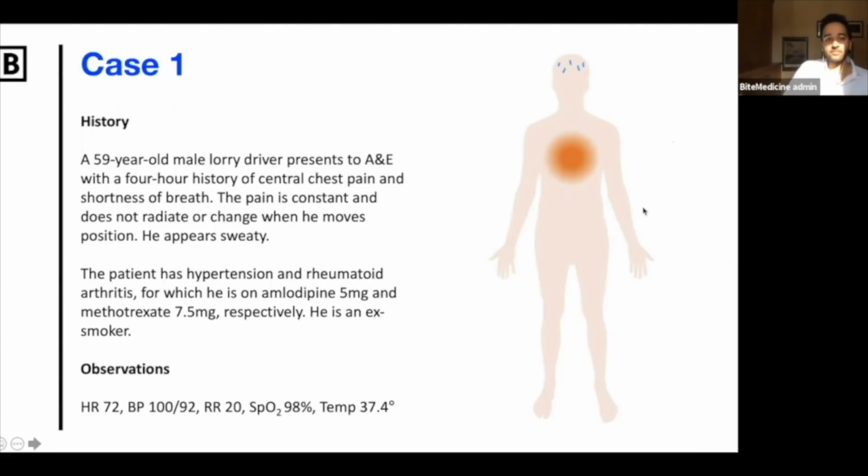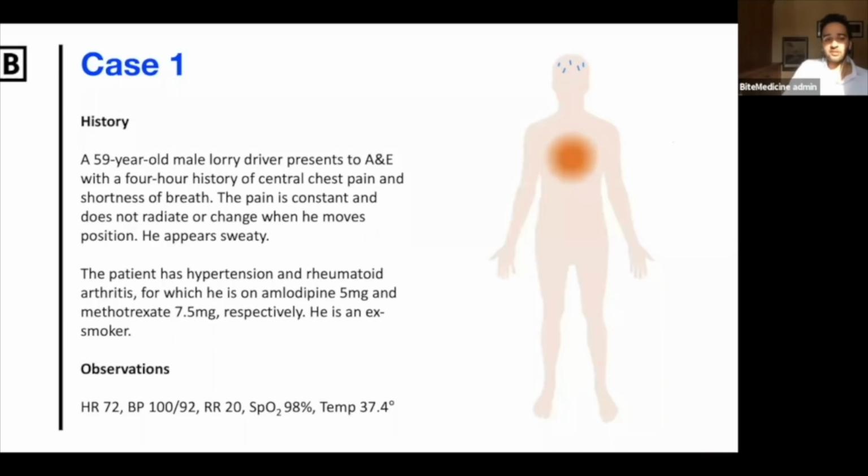Now, let's have a look at our observations. Anything at all spring out to you guys here? Heart rate of 72, 100/92, low BP, respiratory rate high. Yeah, I'd agree with that. Other than those 2 things, I'd say he's a little bit hypertensive and he's a little bit tachypnoeic as well.